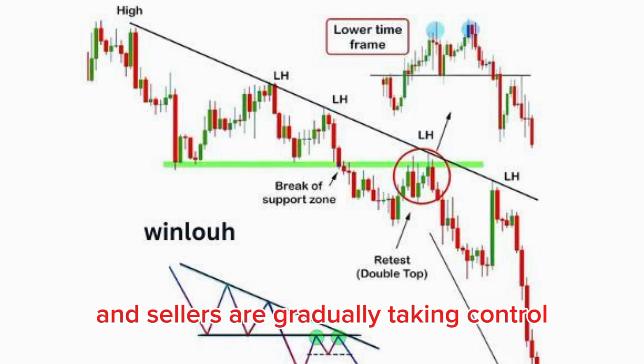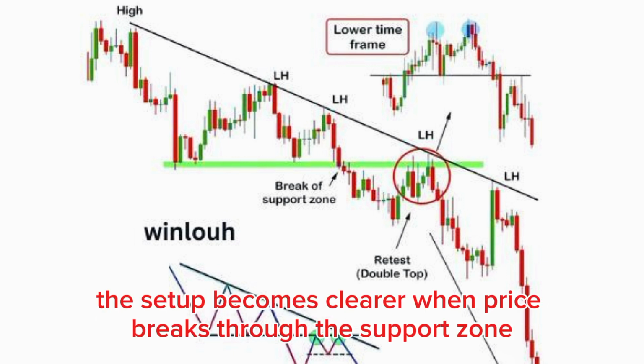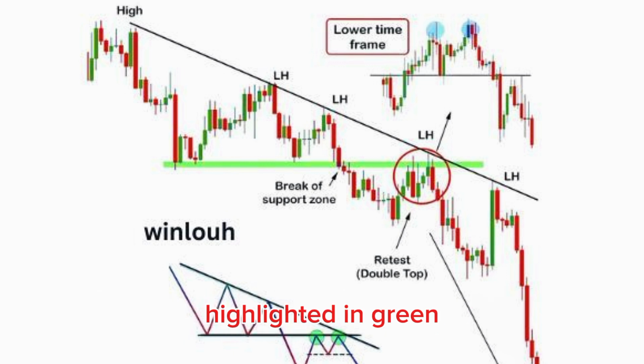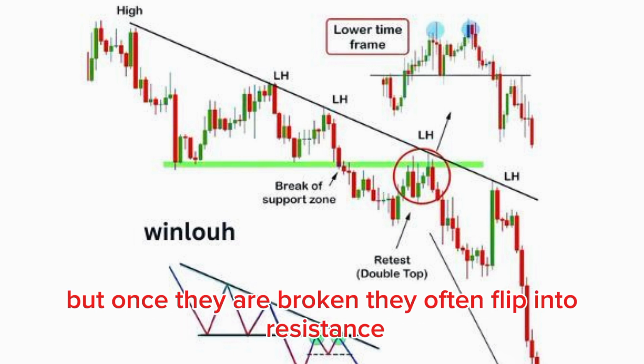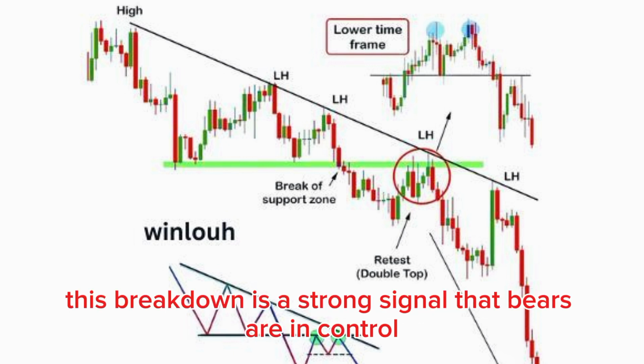Each lower high shows that buyers are unable to push the price back up to previous levels, and sellers are gradually taking control. The setup becomes clearer when price breaks through the support zone, highlighted in green. Support zones are areas where price has historically bounced upward, but once they are broken, they often flip into resistance. This breakdown is a strong signal that bears are in control.